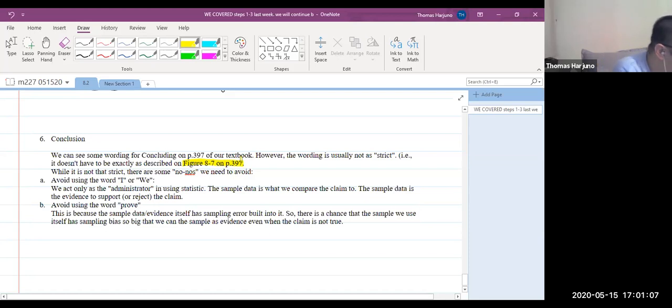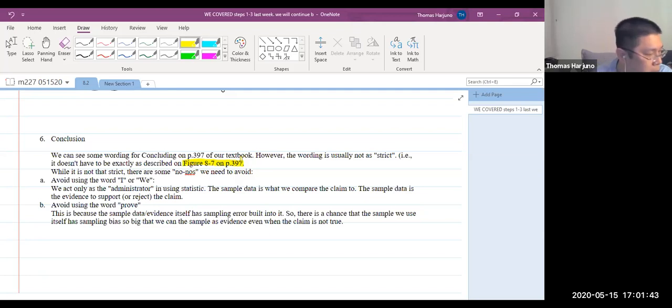Okay, they give you the wording we need to use on our final conclusion. And some of them are the following. There is sufficient evidence to warrant rejection of the claim that blah, blah. There is not sufficient evidence to warrant the rejection of the claim that blah, blah. The sample data support the claim that blah, blah. There is not sufficient evidence to support the claim, blah, blah.